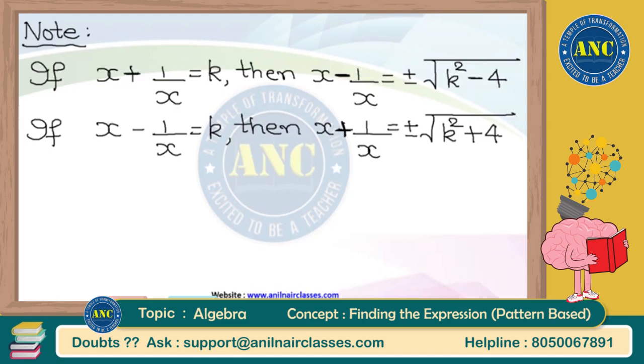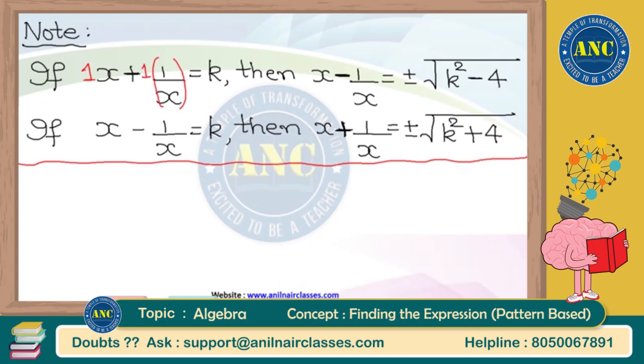Now if you observe very carefully what I have written, in these two conditions the coefficient of x is 1, and similarly the coefficient of 1 by x is also 1. But what if the coefficients of x and 1 by x are not equal to 1, but equal to some other value or values?